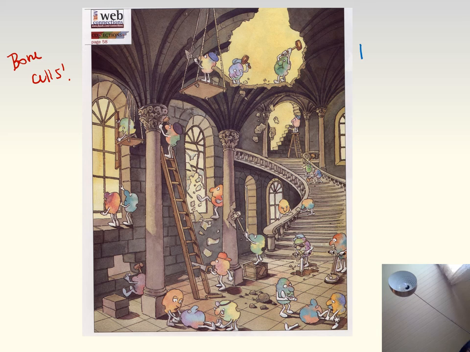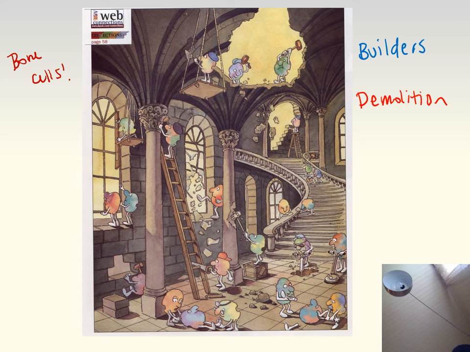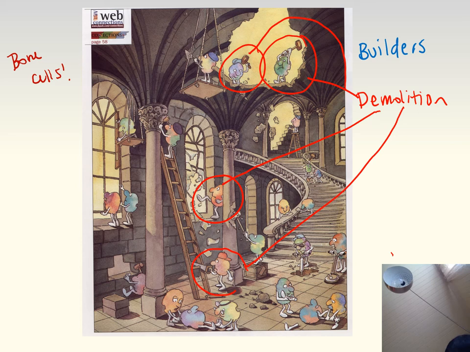There are builders, and demolition guys. So that one, these dudes, this idiot. I like this one. He's my favorite because he's wearing sunglasses.